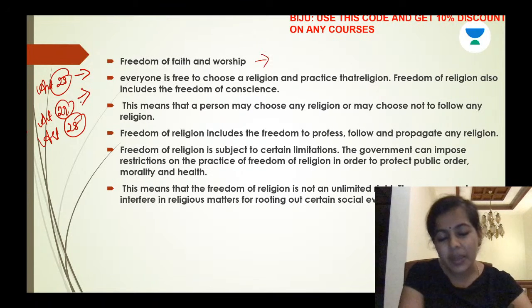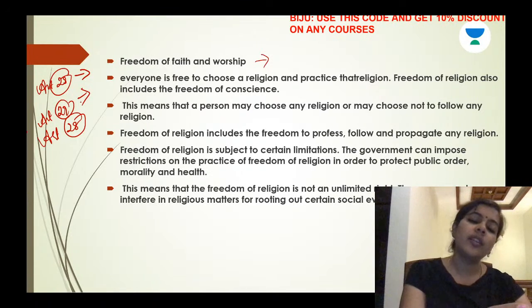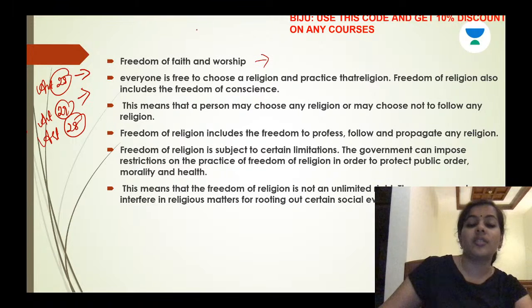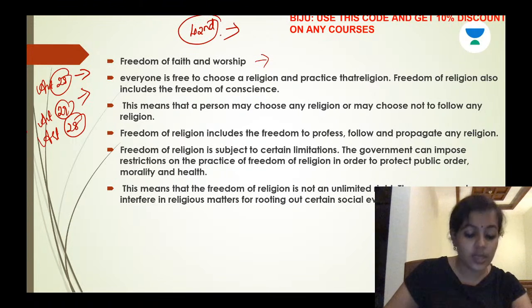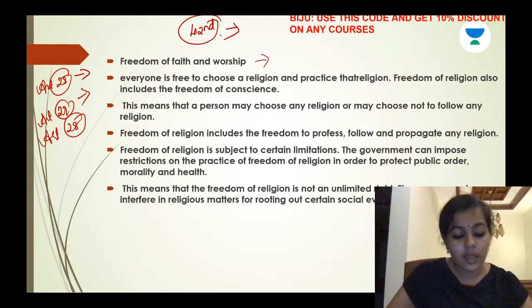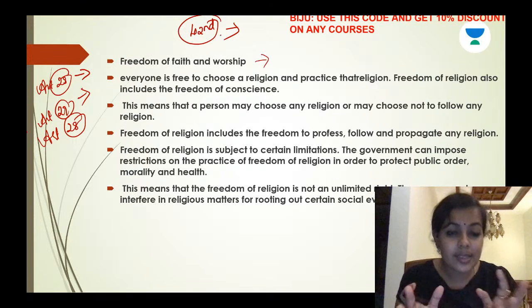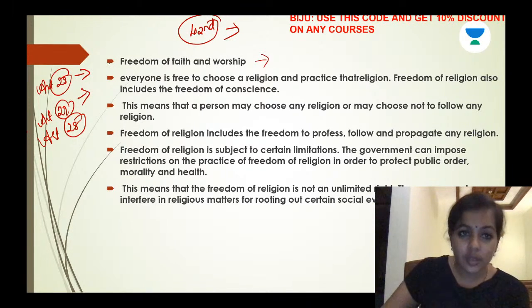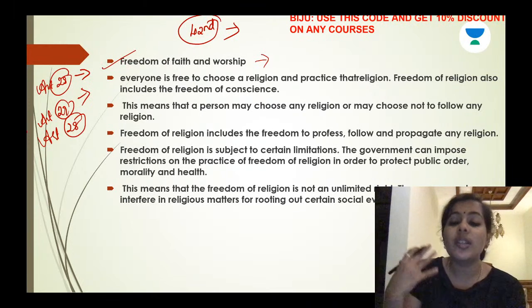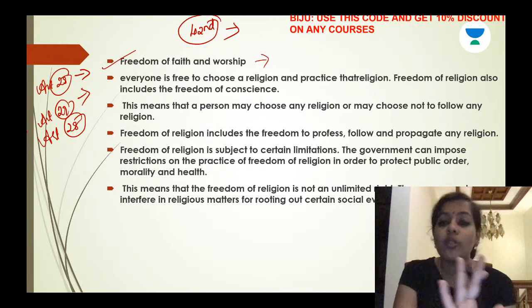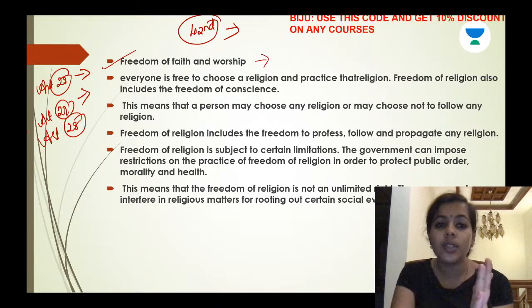The word secularism has been added to the Constitution by which amendment? The 42nd Amendment Act added secularism to the Constitution. Anyway, we discussed yesterday the difference between Indian secularism and modern secularism. So there is this right to freedom, the right to freedom of faith and worship. Everyone in the country is free to choose their own religion. They can follow whatever they want.